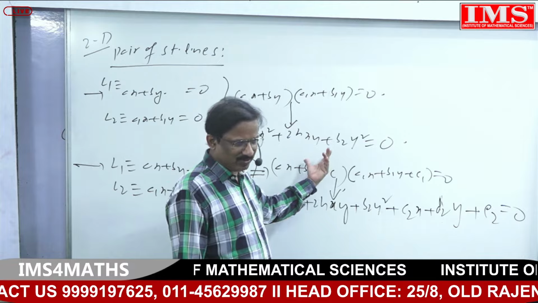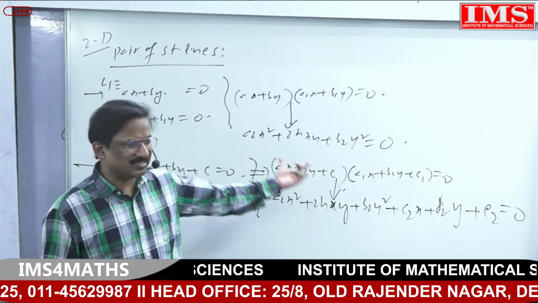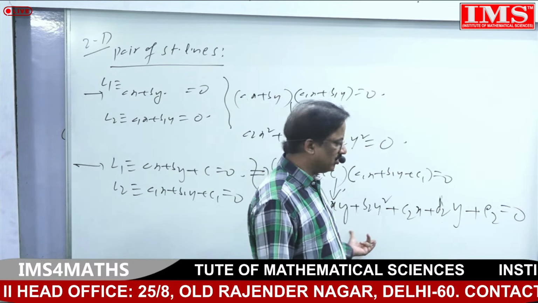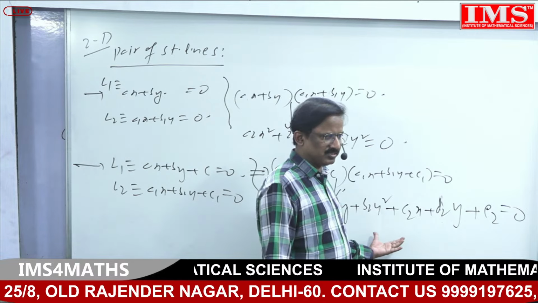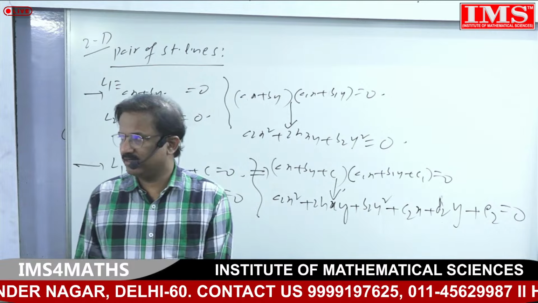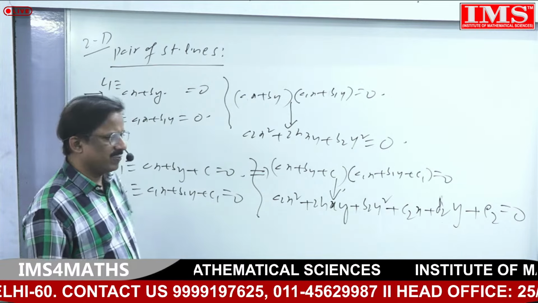Otherwise, the other way around, for homogeneity it needs to pass through the origin, but this is not passing through the origin. It's not homogeneous. All terms' degree is not the same. But we can convert this into a homogeneous one by creating one more variable. That's it. So that's what we learn basically in 2D geometry.